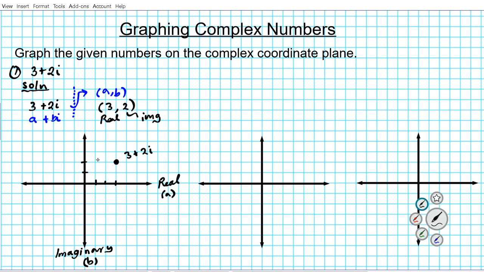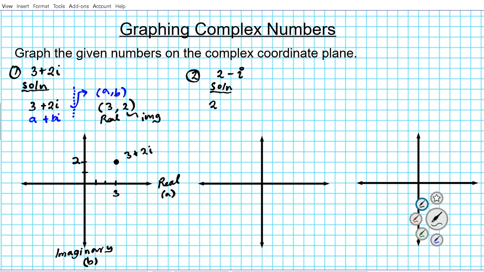We see that it's rectangular form because if we graph it, we kind of have a rectangle right here. Okay, now let's take a look at question number 2. Let's say we are to graph the complex number 2 minus i. Okay, let's take a look at that one. So here we just have to find what a and b are and then we're good to go.